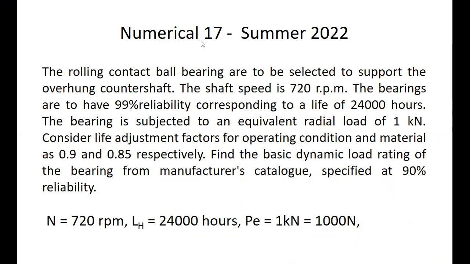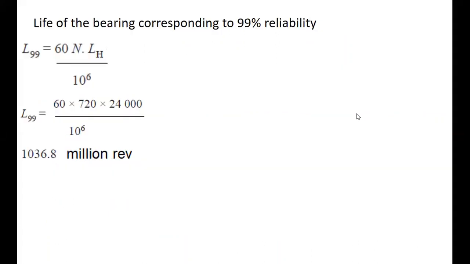Adjustment factors are given this time, the life adjustment factors for operating condition, temperature condition, and different bearing materials for particular applications. They are telling us to find out C, basic dynamic load rating at 90% reliability. Let us start. What should we do first? We are going to find out the life in million revolutions. It is given in hours at 99% reliability.